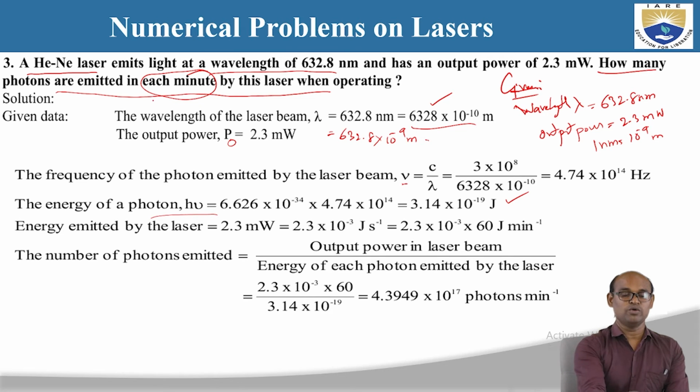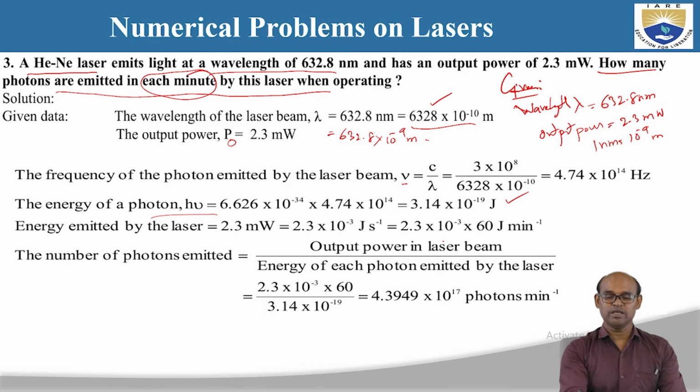But I want to calculate per minute. Each minute has 60 seconds, so that is why I multiplied with 60. Now it becomes joules per minute instead of joules per second. So 2.3 into 10 power minus 3 into 60. This 60 came because 1 minute is 60 seconds. Fine. Now the number of photons emitted is output power divided by the energy of each photon.